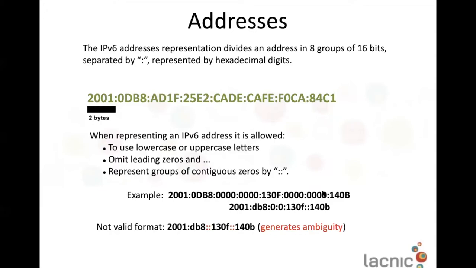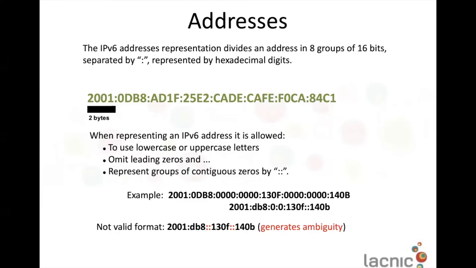However, in the next groups, we can see that we have four zeros in a row and four zeros one more time. What happened here, in the example, we put :: and the computer or the operating system will know that those eight zeros are suppressed, and even when we do not see them, they are actually there. Okay, 140b, 140b, I can do nothing to compress this. Another difference in this example is that I have a capital letter here, and in this one I have lowercase. One more time, it is exactly the same IPv6 address.